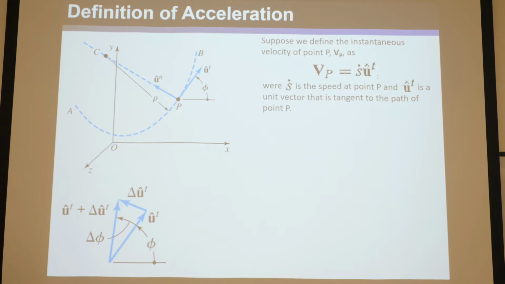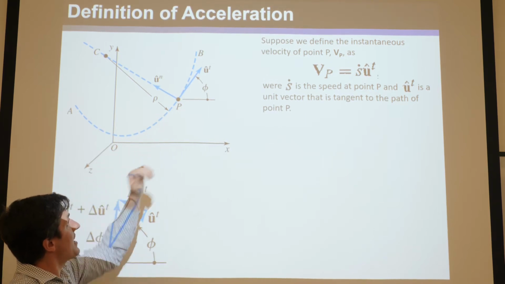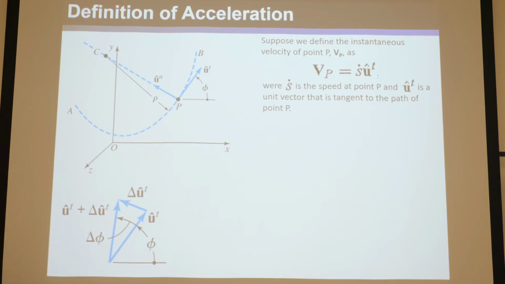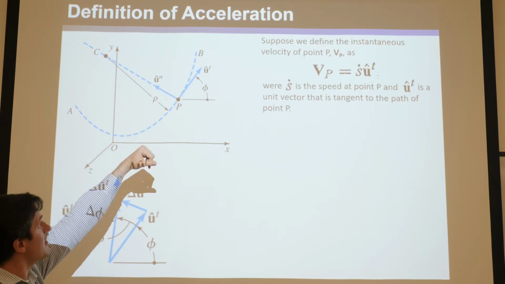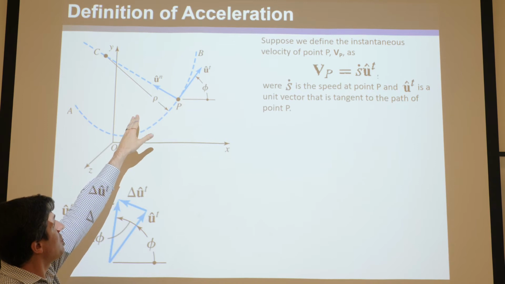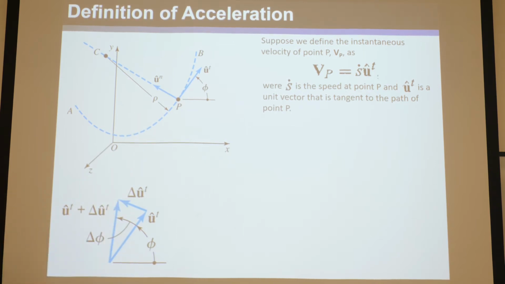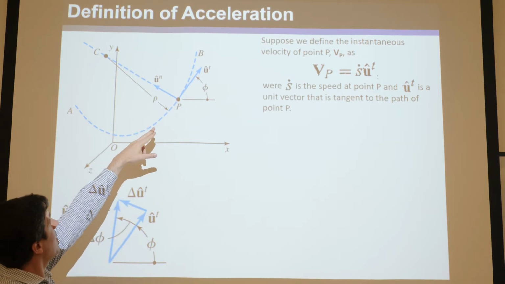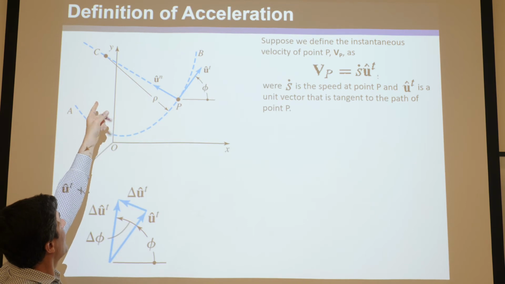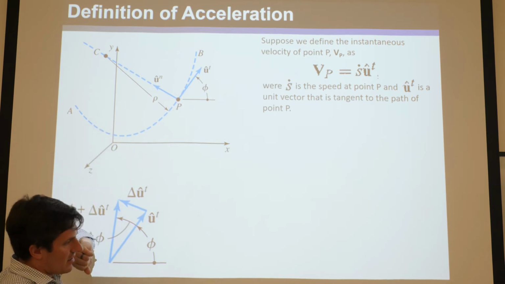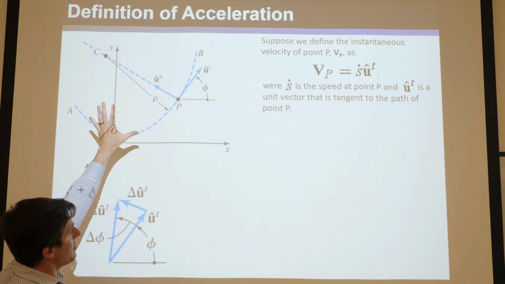We've got u hat t, which is the unit vector that points tangent to that path, right? It's a unit vector, so its magnitude is 1, and it's always tangent to the path. That's what the t means. And then there's a unit normal vector, whose magnitude is also always 1, but it's always perpendicular to ut, or perpendicular to the path, and it always points to the center of the radius of curvature, the center of a circle.